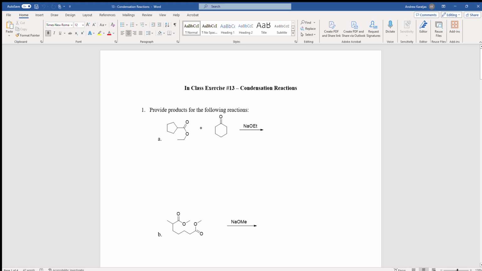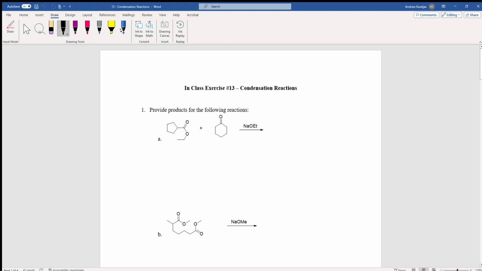We're going to go over our practice for condensation reactions here. Part A, we can see based on the ester as well as the sodium methoxide that we're dealing with what is most likely a Claisen condensation. That means our nucleophile is going to be our ketone, and at its alpha carbon, it's going to do an alpha substitution with the ester.